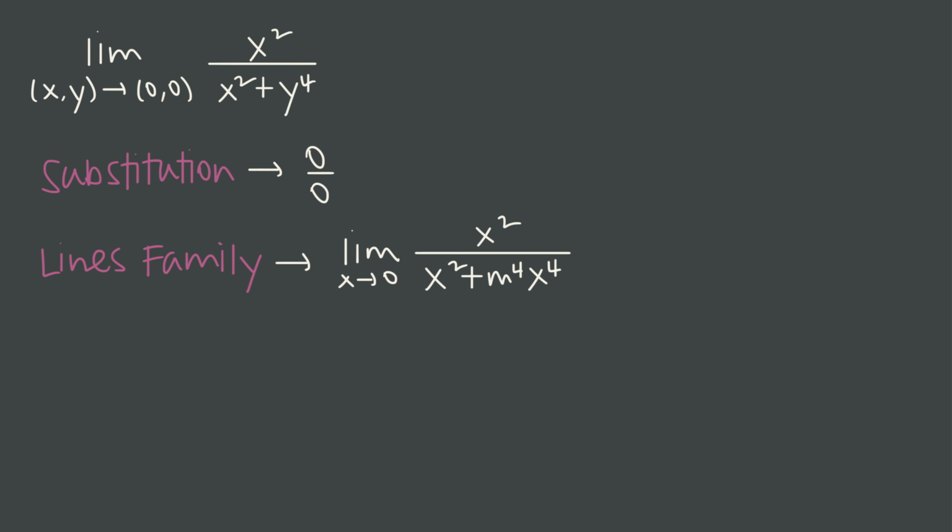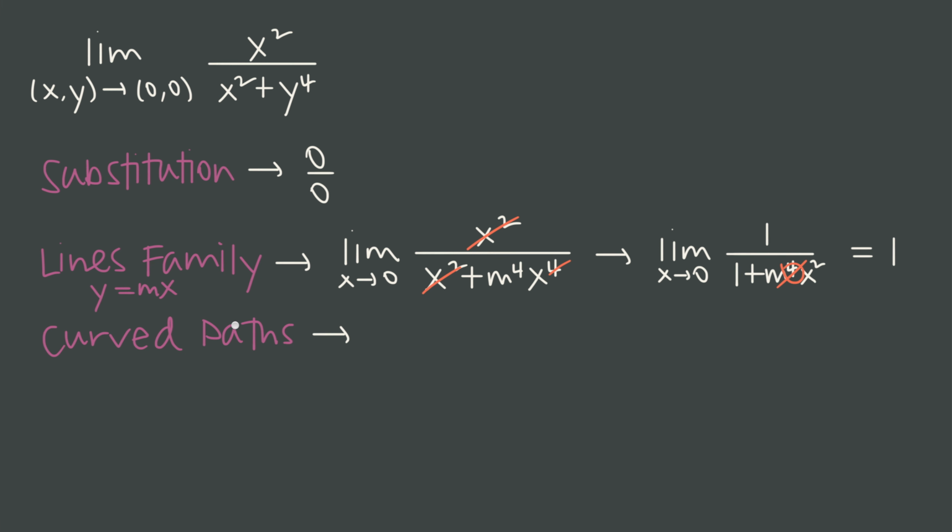If we try our family of lines, y equals mx, our limit simplifies to the limit as x goes to 0 of this function. We end up canceling an x squared from each term, and what we're left with is 1 divided by 1 plus m to the 4 x squared. And if we substitute x equals 0, this term goes to 0, we're left with 1 divided by 1, or just 1. But this y equals mx tool is not the ultimate tool, not quite. Even though the limit along every straight line is 1, that doesn't mean the limit must be 1. We've only checked lines. What about curved paths?